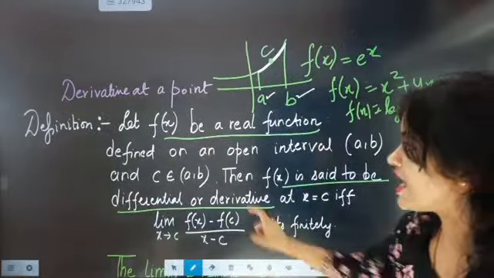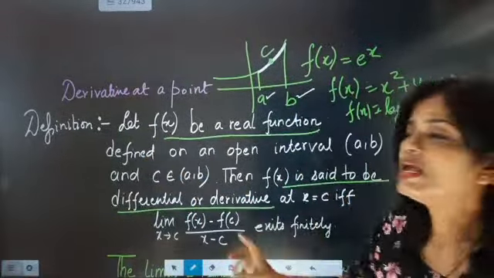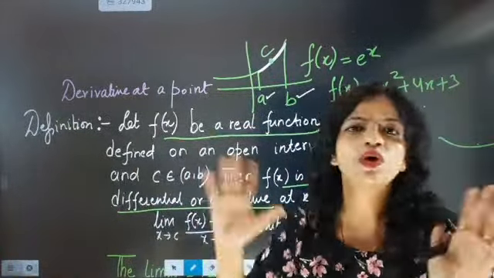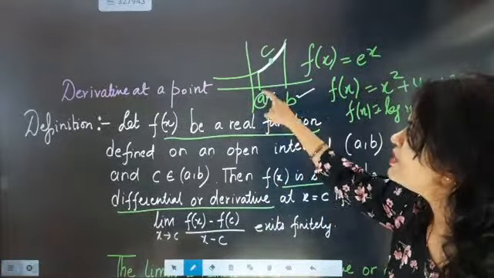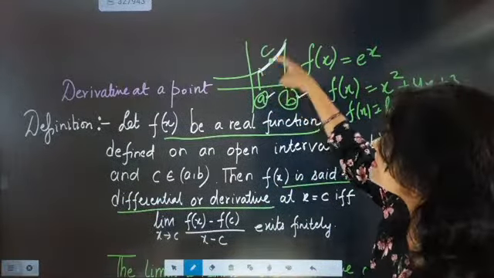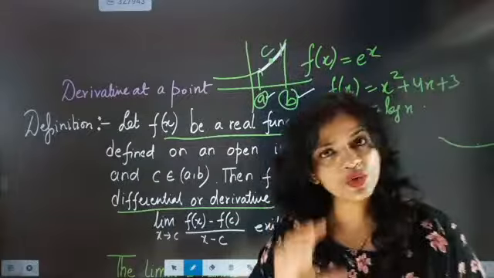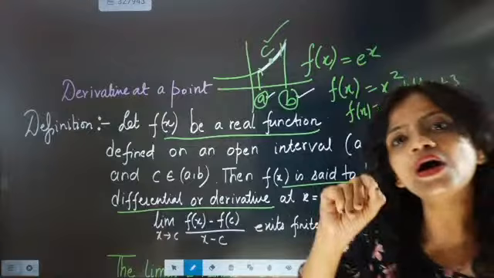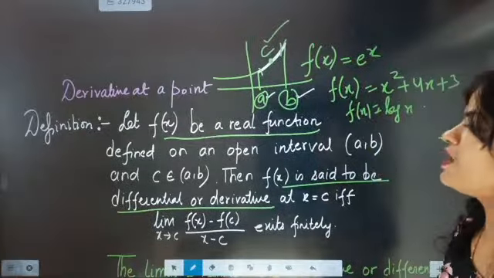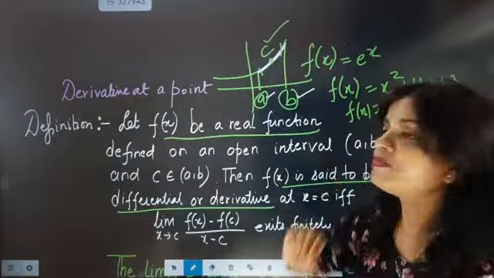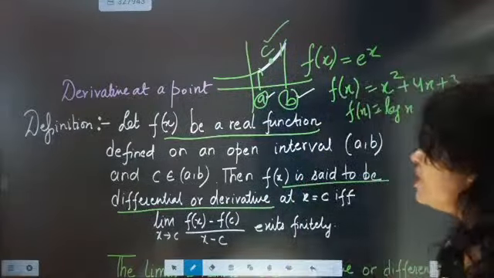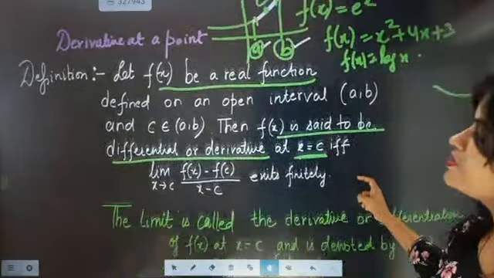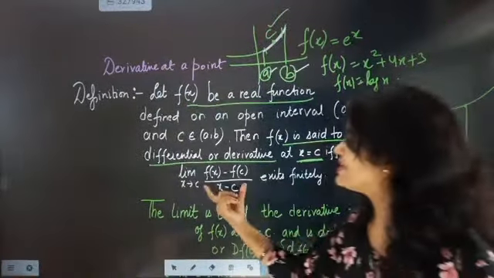The simple concept says that when a function is there, it will be defined on an open interval. Open interval means A and B you are not going to take. A and B points you are not going to take, but whatever values are inside, those you are going to take, and in that you have to pick a point C. And after picking a point C, this function will be called differentiable at that point x equal to C if the derivative exists.